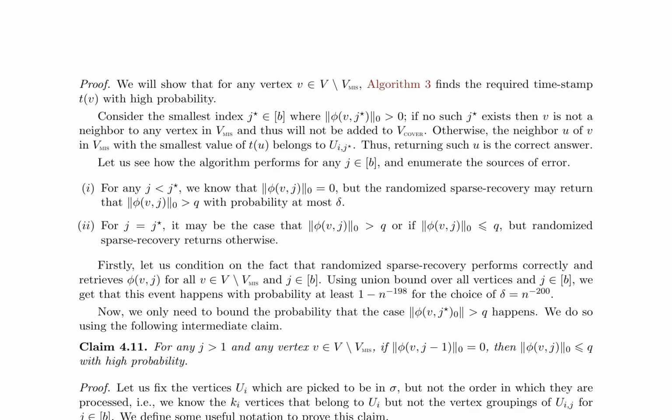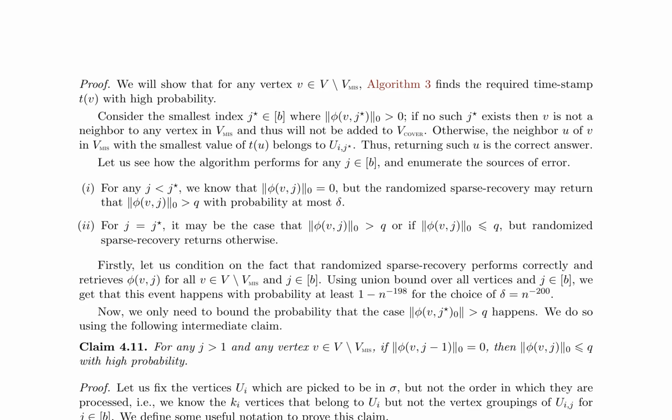The algorithm's performance is analyzed by considering the smallest index j* in B, where ||φ_v^{j*}||_0 > 0. If no such j* exists, v is not a neighbor to any vertex in V_ms and will not be added to V-cover. Otherwise, the neighbor u of v in V_ms with the smallest value of t(u) belongs to U_{i,j*}, and returning such u is the correct answer.